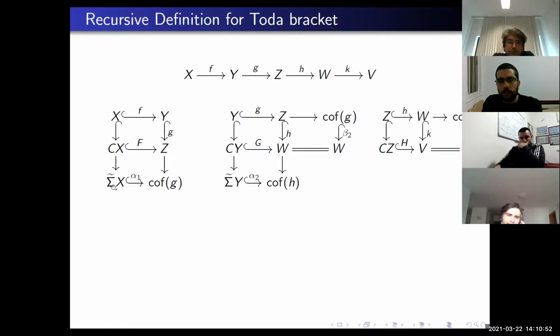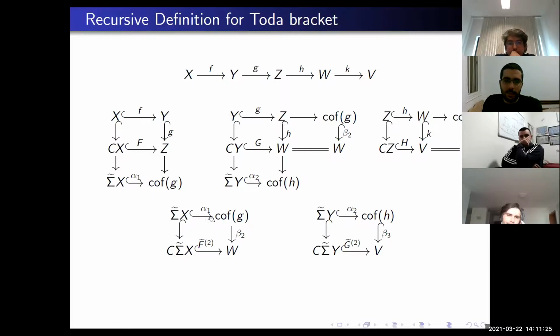Why do I do that? Because here, if you remember, if we compose this alpha with this beta, we get the Toda of the first three maps. And if we compose this alpha 2, from this square, with the beta from this square, we get the Toda for this sequence. So now we ask the Todas to be null homotopic. So we choose a null homotopy for the Toda.